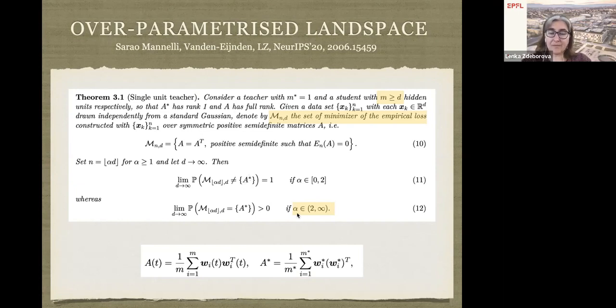On the other hand, when alpha is bigger than 2, then the set of minimizers with finite probability is only the ground truth A star. So what we managed to prove is this finite probability result, because that's of course often easier in these high dimensional settings.